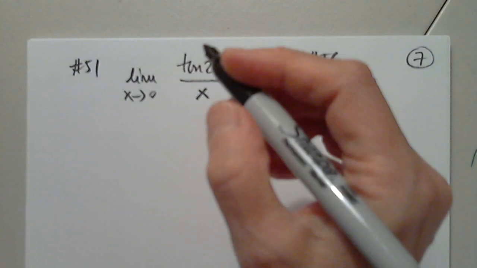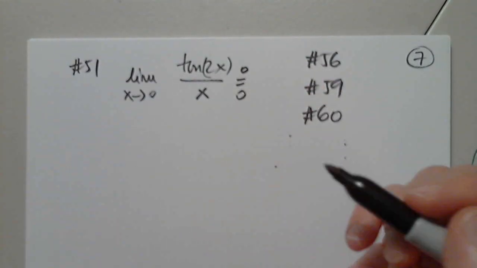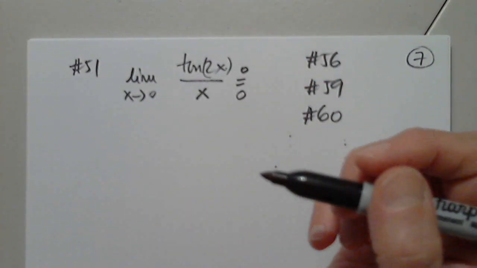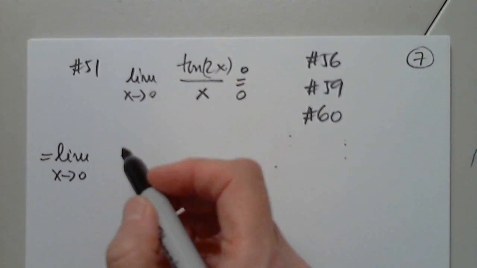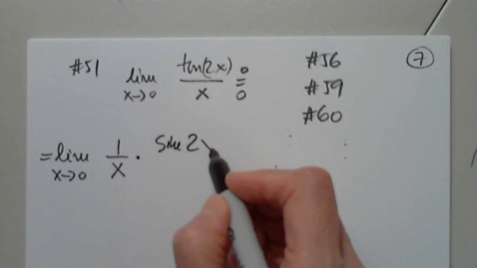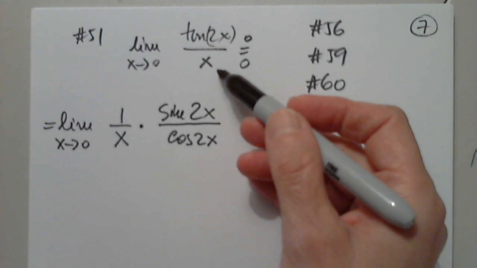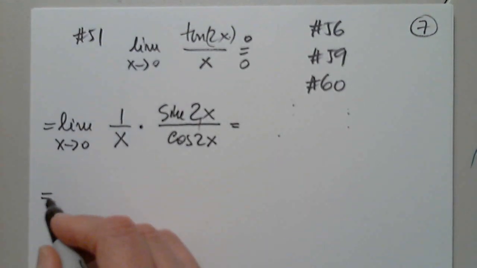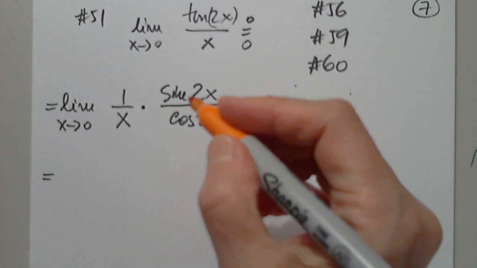So we don't know how to differentiate tangent of x yet. We will in half an hour. So yes, we do have 0 over 0 because tangent 0 is 0 and x is 0. So what I'm going to do, of course, I'm going to change this into 1 over x for now, times tangent, which is sine 2x over cosine 2x. So I put 1 over x in front, and then I have times tangent 2x, which is this. And at this point, I see already that this is no threat.